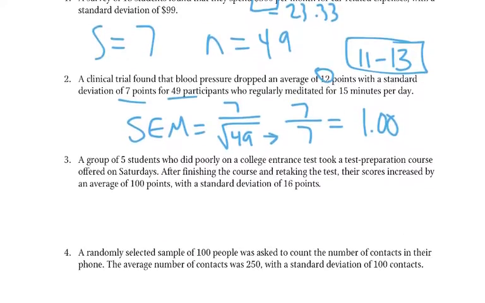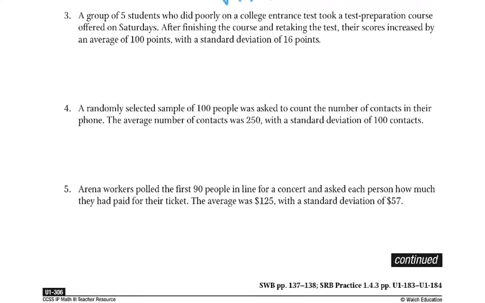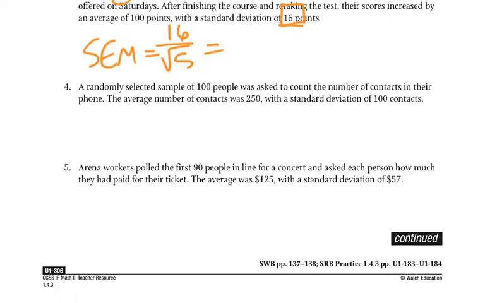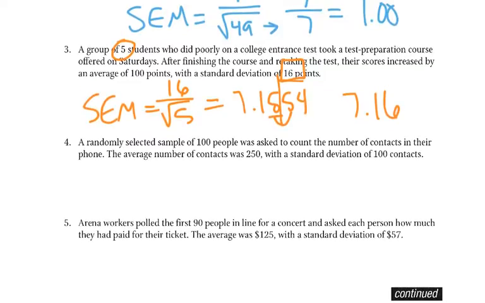So number 3. A group of 5 students who did poorly on a college entrance exam took a test preparation course offered on Saturdays. After finishing the course and retaking the test, their scores increased by an average of 100 points with a standard deviation of 16. So we have 5 students, 16 points. So it'd be 16 over the square root of 5. Then we type that into a calculator to get this answer. We get 7.1554, rounded to the nearest hundredth. Look behind the 5, it's a 5, so 7.16. So their scores increased by 7.16.